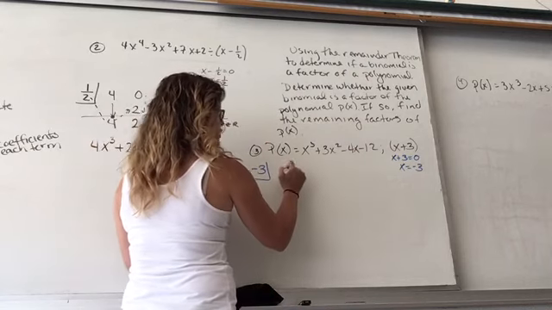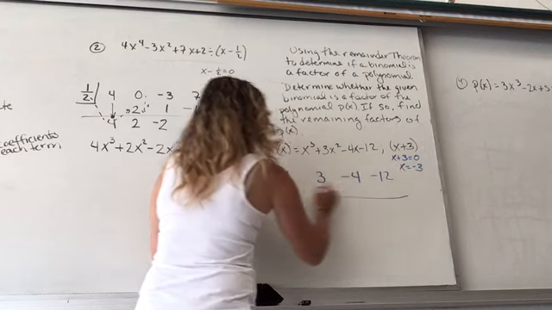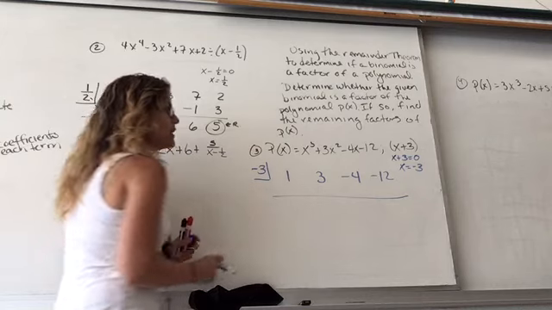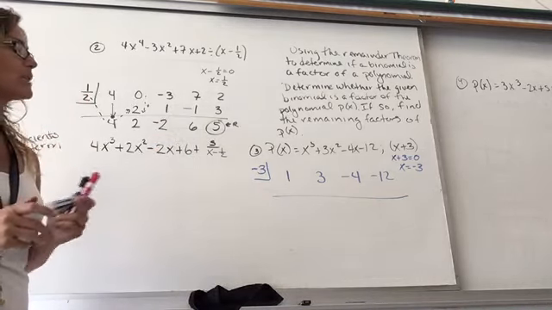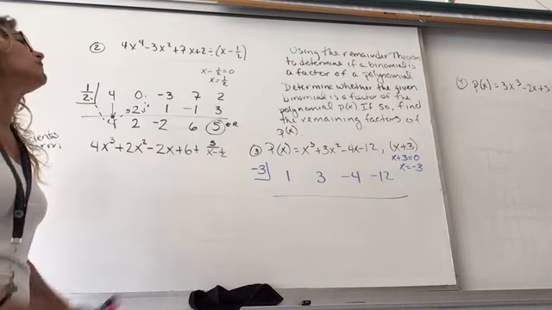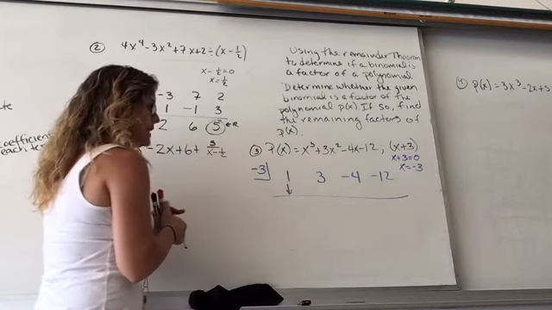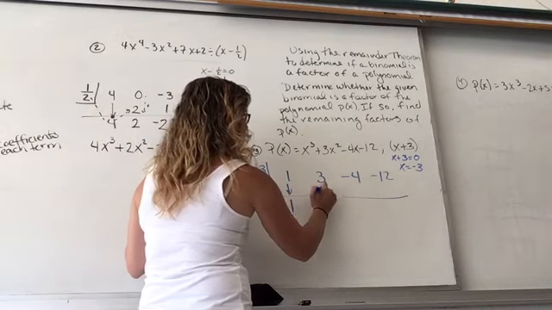I write out my coefficients, 1, 3, negative 4, and negative 12. Leave some space. Draw my line. And I'm going to check. Now, if I get a remainder of 0, it means that x plus 3 is a factor. If I get a remainder of anything other than 0, it's not a factor. So we're going to drop our 1 down. Negative 3 times 1 is negative 3.